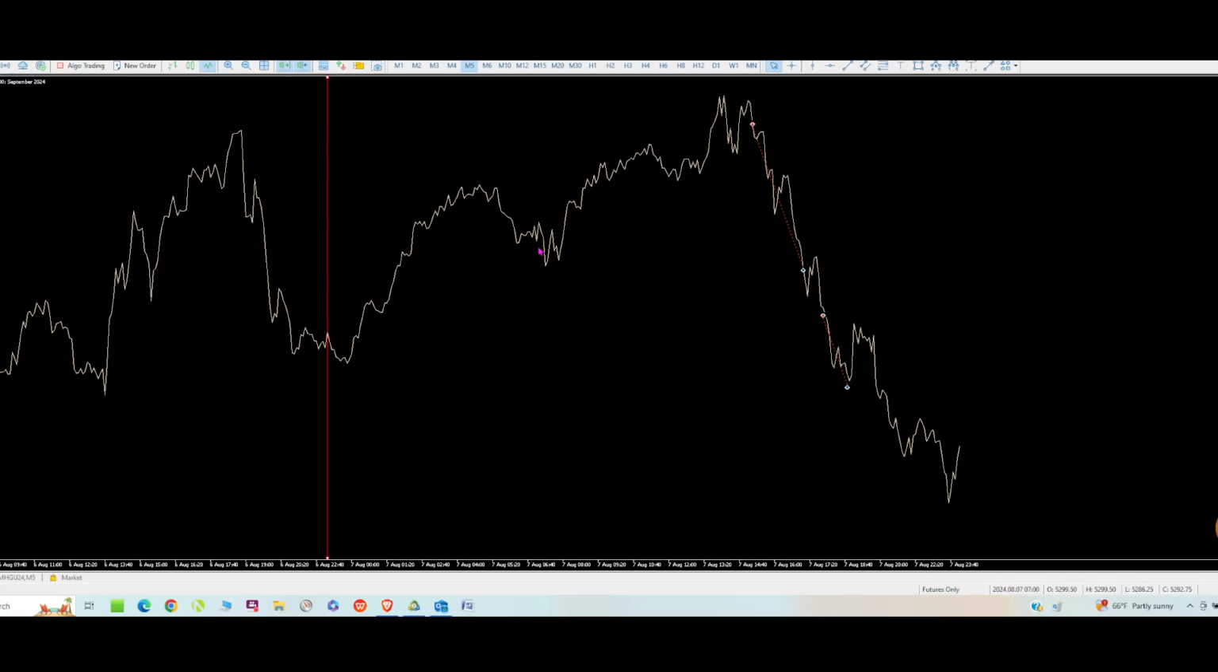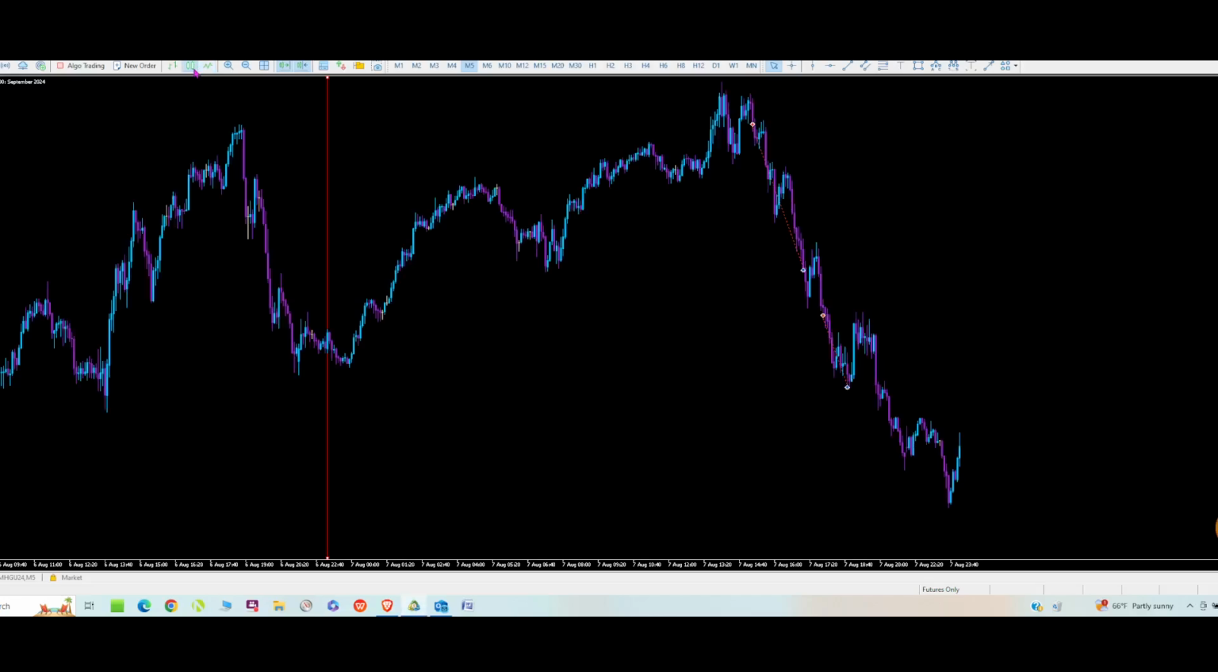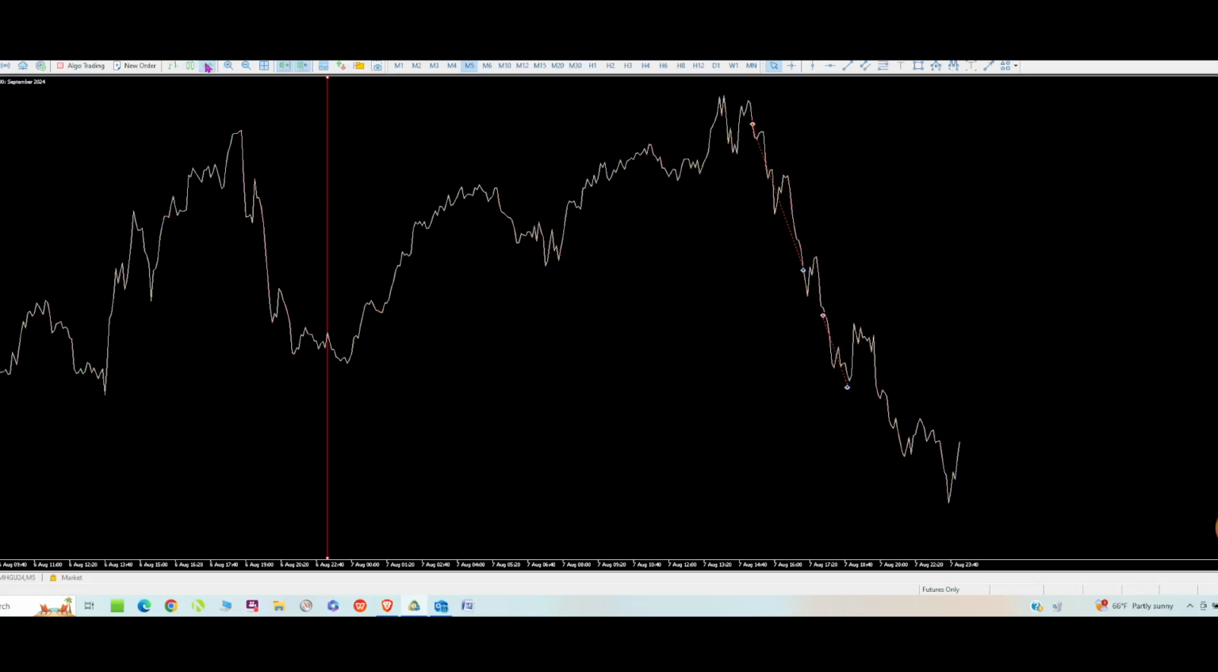Versus if you put on a candlestick chart, it just immediately becomes more noisy, right? Now when you turn the line chart back on, it just quiets it down a little bit.